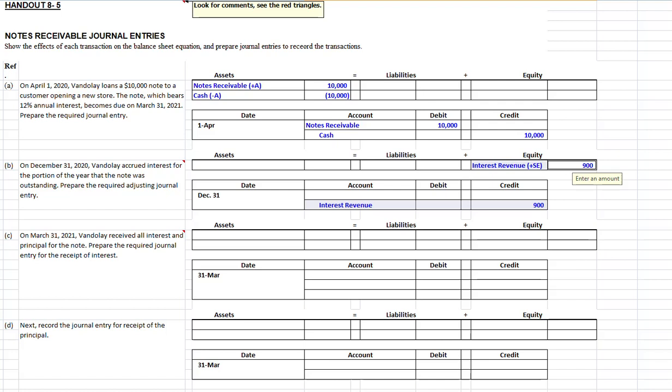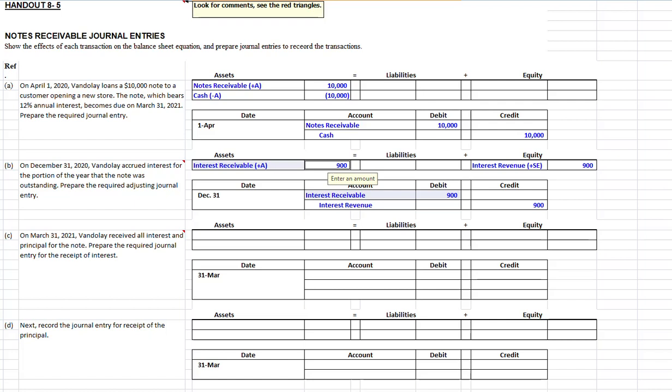That, of course, will increase net income, which will increase stockholders' equity. So we credit interest revenue for $900. Our customer doesn't have to give us the $900 today, but they owe us an additional $900. So we will record a debit to interest receivable, an asset.